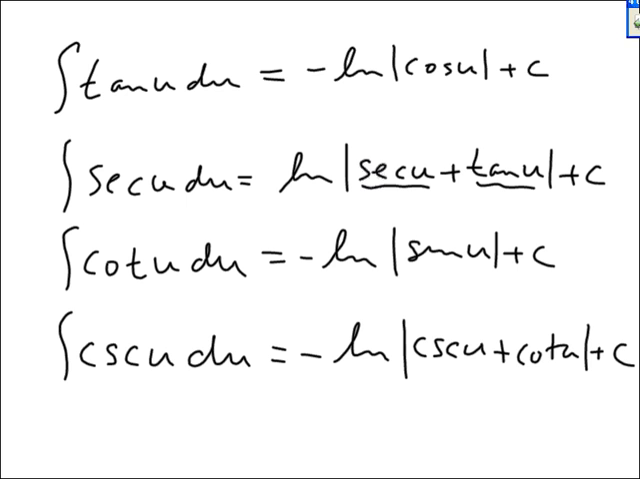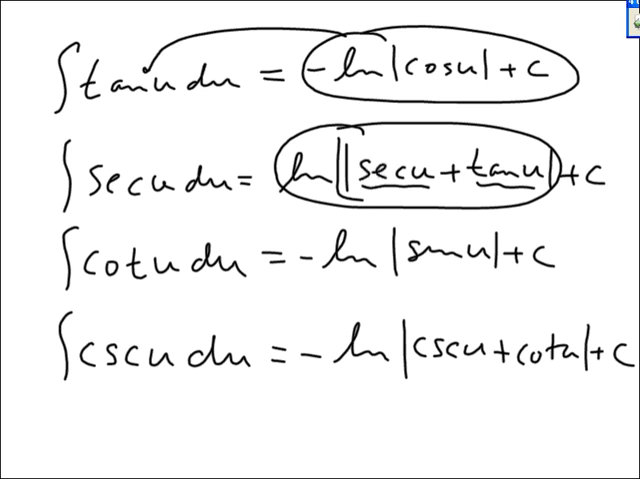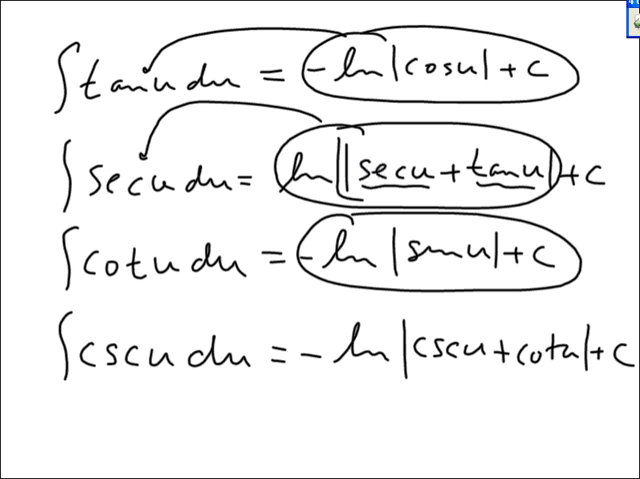These are the harder ones. You need to know those. You need to know these. And if you wanted to check it, you would take the derivative of this and you would get tangent u. You would take the derivative of this and you would get secant u. Even if you included the constant, remember the derivative of a constant is 0. The derivative of that will be cotangent u.